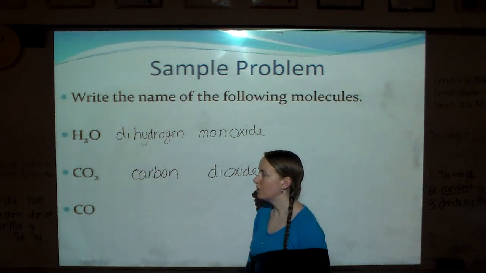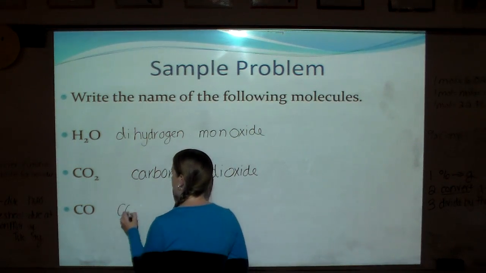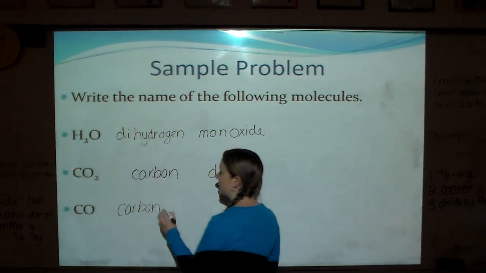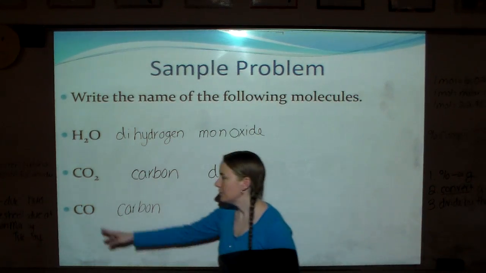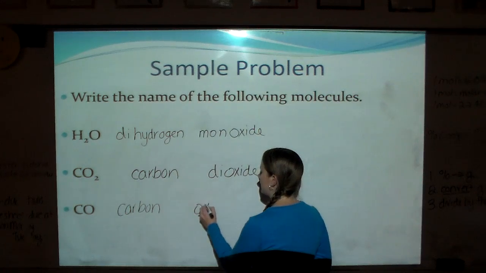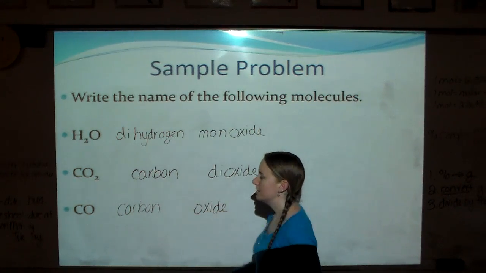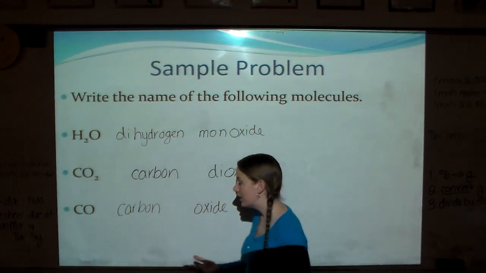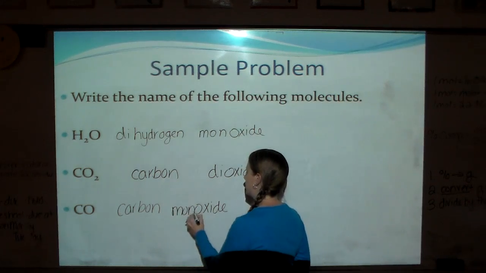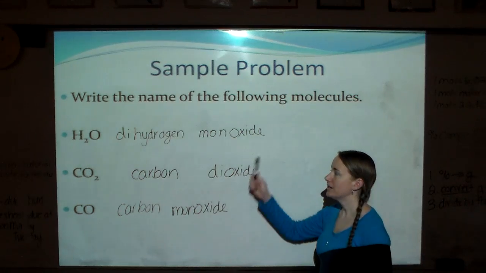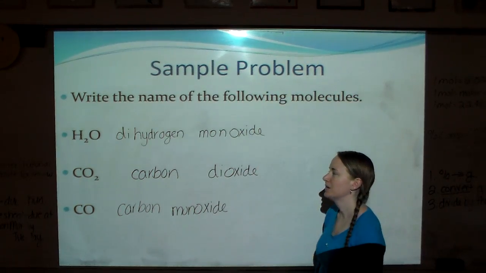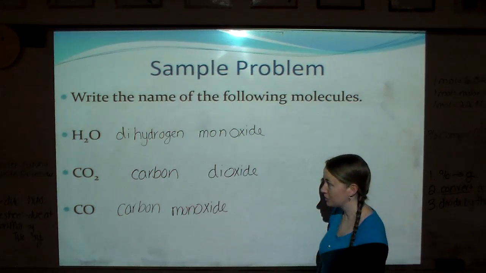All right, and then last one. Again, we have CO, so we're starting with carbon. Do I need a prefix? No, because the first one does not need a prefix when it only has 1. All right, I'm ending with oxygen, which is going to become oxide. In this case, how many do I have? I have 1, so it's carbon monoxide. All right, why I picked 3 that all end in oxygen, I don't know. Just know that the second element does not have to be oxygen.